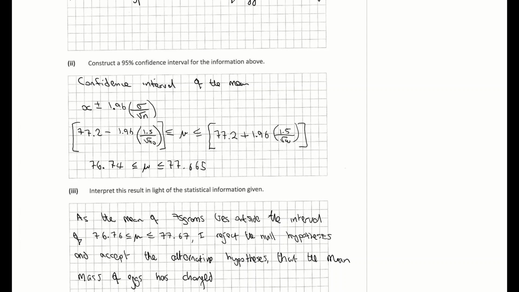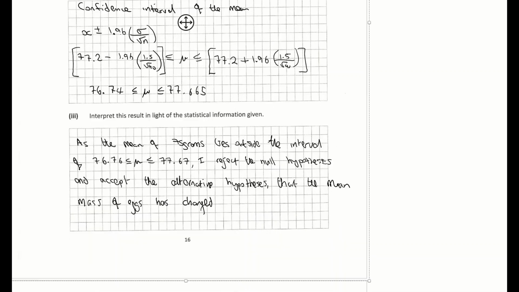Okay, moving down now to part C. So we're getting into a little bit of probability with part C.